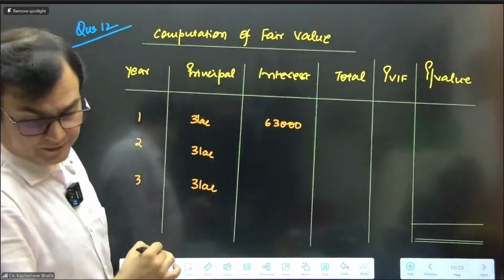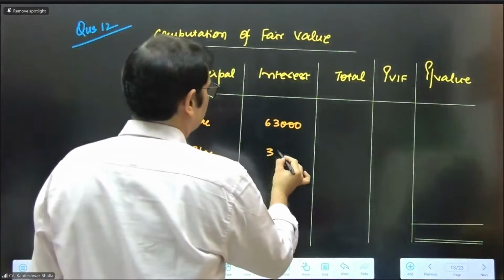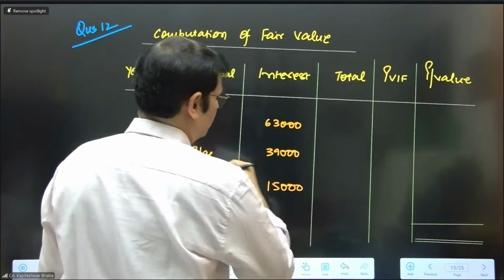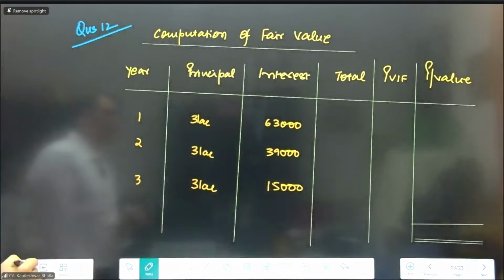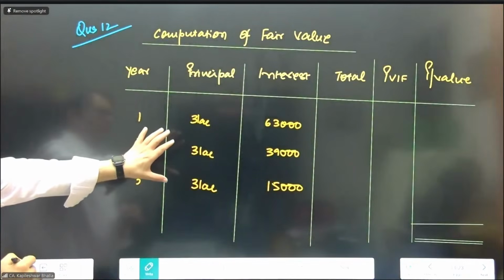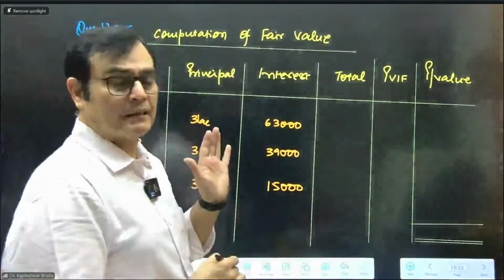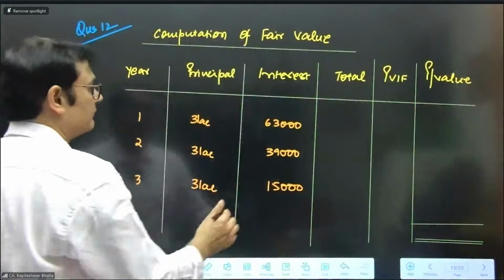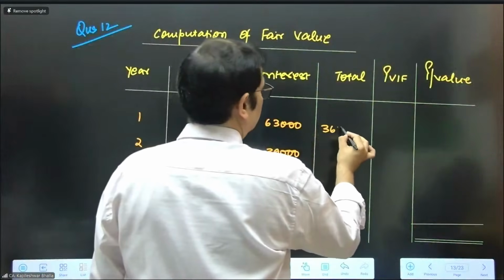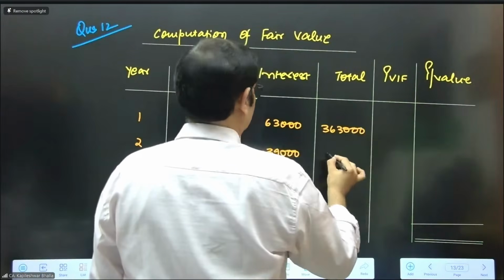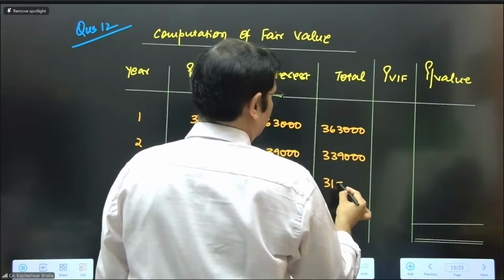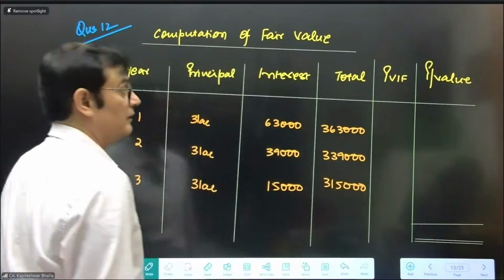And I think this was 39. I'm just copying the information from the question. This is 15. So this is all what is given in the question. The very first chart in the question is giving you a clear-cut idea in terms of the principal and the interest. So this works out at 363. This is 339. And this is 3,15,000.